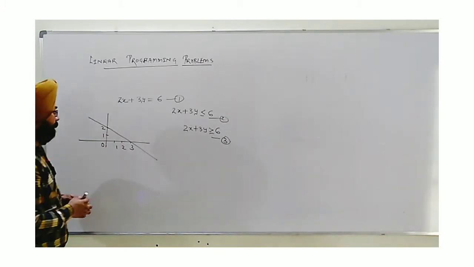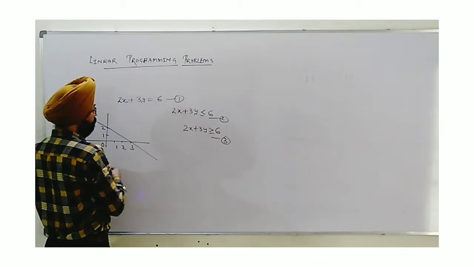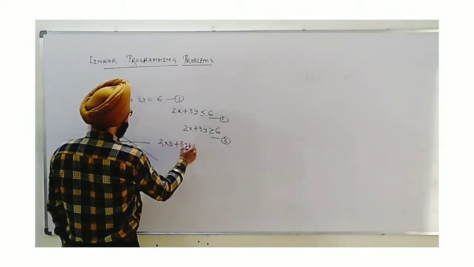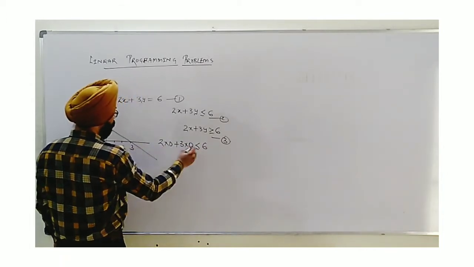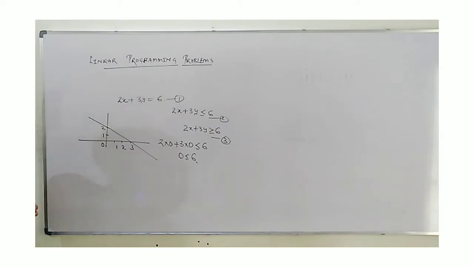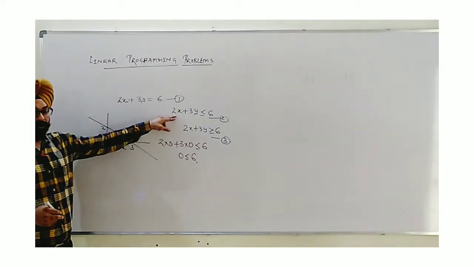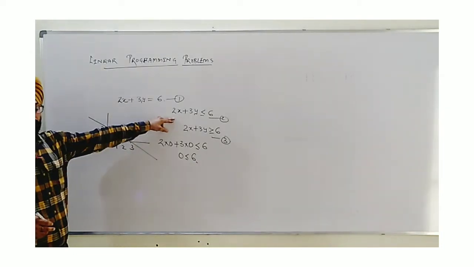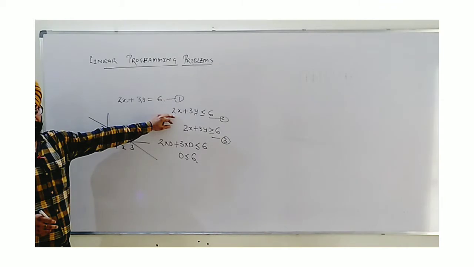These can be taken for calculation. So if I put 0, 0 in this inequation, I find 2 into 0 plus 3 into 0 is less or equal to 6. Solving, I find 0 is less or equal to 6. I see that this point is satisfying this inequation. Satisfying means this point is a part of the inequation solution we require.